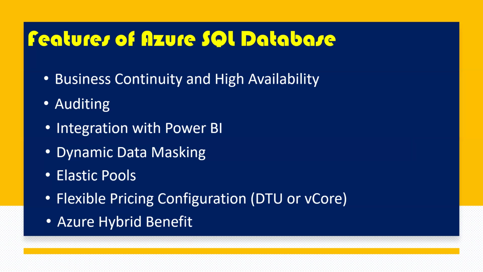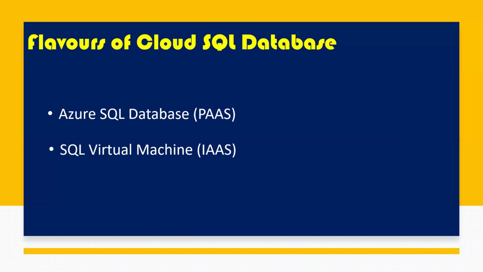Almost everything we are going to discuss in separate sessions. We have an individual session for business continuity and high availability, and a separate session for security and auditing. Dynamic data masking will come under security. And what are elastic pools and flexible pricing configurations. We are going to cover all these within 3-4 sessions, each one individually.